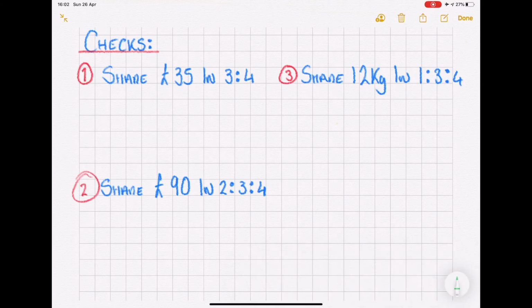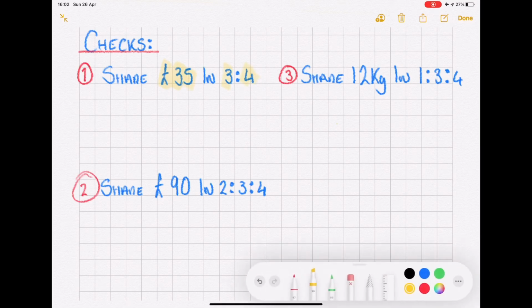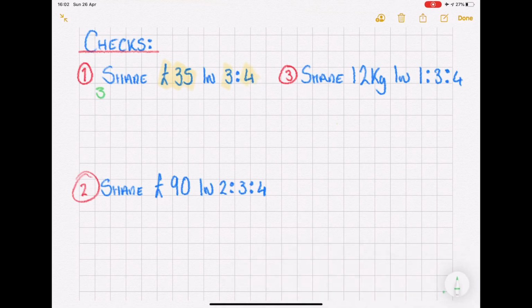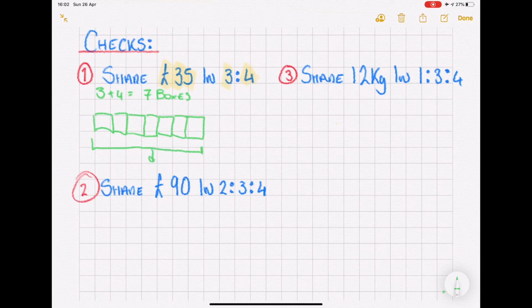Share £35 in the ratio 3 to 4. Just going to highlight them. £35 in the ratio 3 to 4. So how many parts do we have? 3 plus 4 gives us 7 boxes. So 1, 2, 3, 4, 5, 6, 7. All of that is worth £35. So in each box, that's £35 divided by 7 is £5.